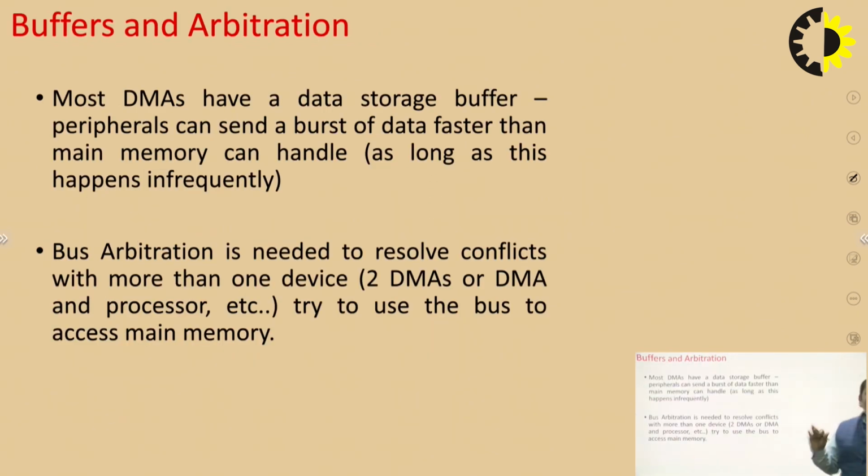How and by what is it done? It is done through the buffers. Most DMA have data storage buffers; peripherals that can send the transfer send a burst of data faster than the main memory can handle.